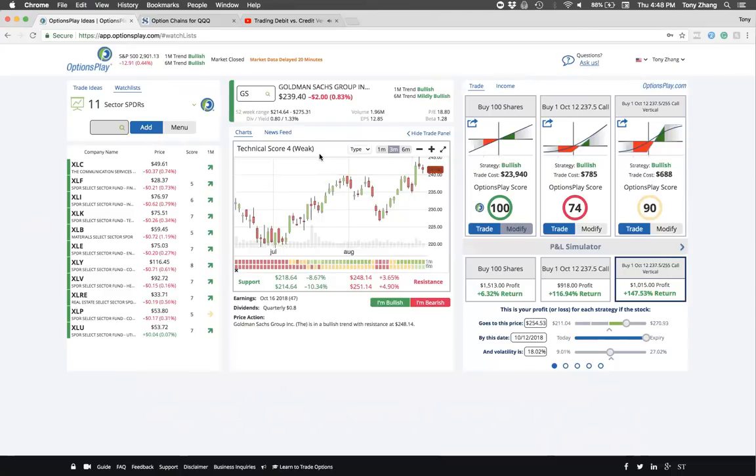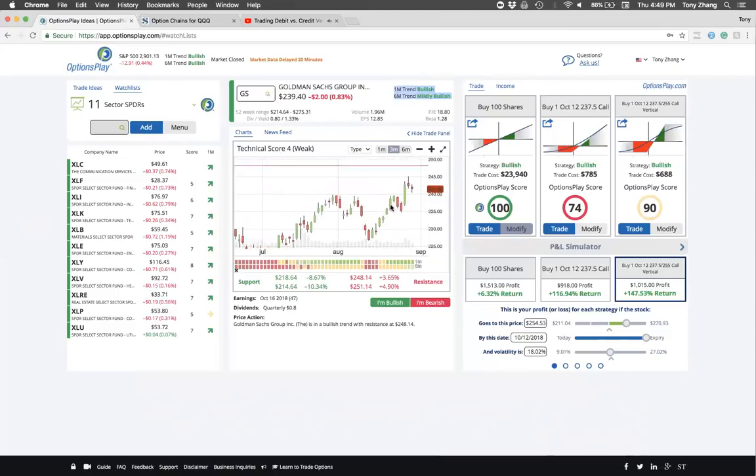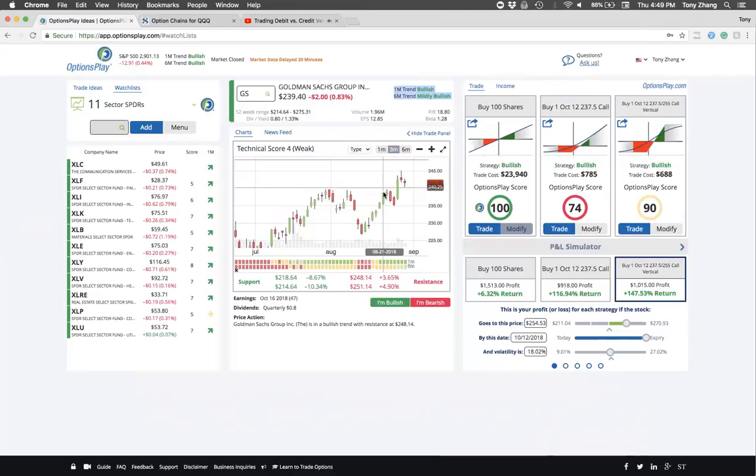This is a stock that's relatively weak, at a technical score of 4, so telling me this is a weak stock, but the trends have started to turn bullish. And it turned bullish as the stock broke above that 240 resistance level. So if you're a technical analyst and you like to read charts, this is a pretty clear indication that 240 was a resistance level, it broke above it, and started to come back down to test that 240 level.